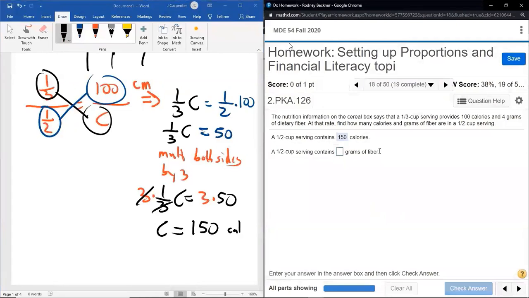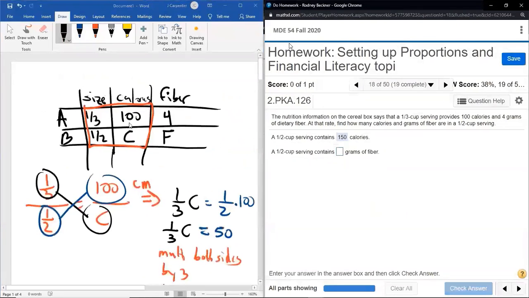Next, they want the grams of fiber. So we can go back to using this setup. We're no longer using, that's not what I clicked. Erase, please. There we go. So now I want to draw a box. Now that we know this C is 150, I want to draw a box to be able to find the F.